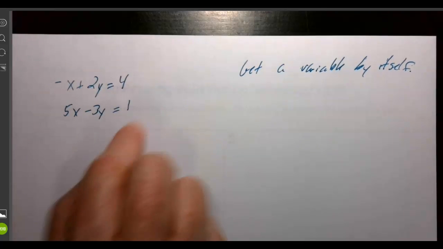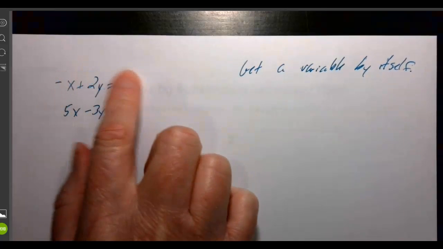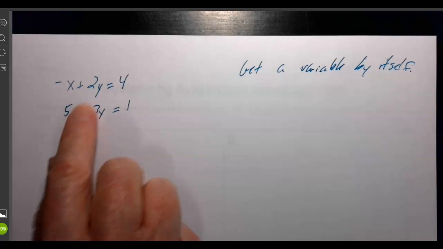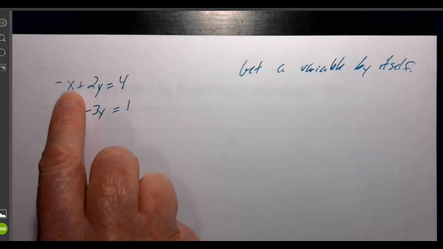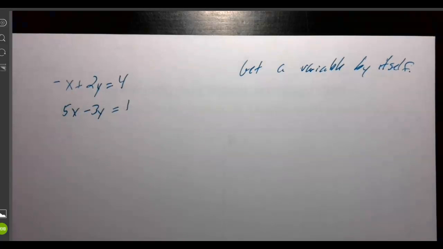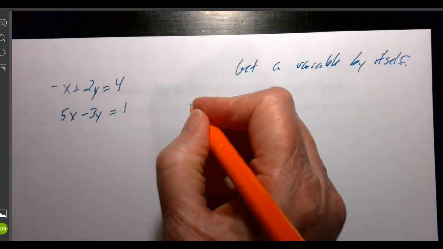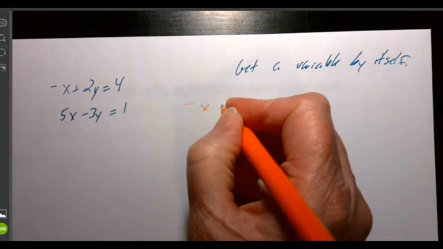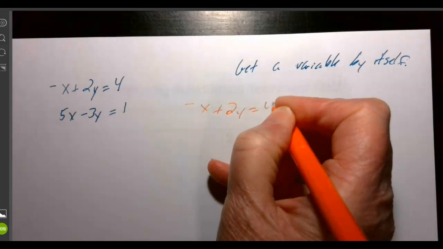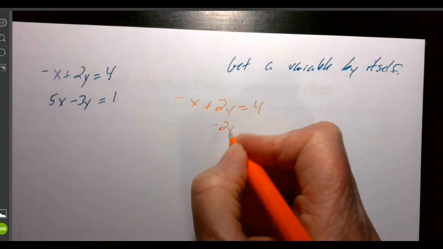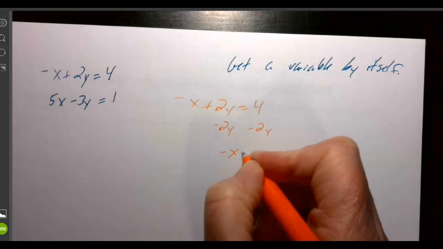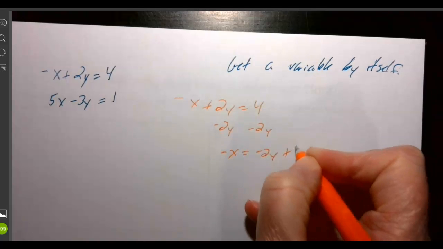So look at all your variables, and you want to look for the variable that has a coefficient of 1. Here's negative 1, 2, 5, and 3. So this is going to be our easiest one. We're going to take that one and get that x by itself. So I'm just going to rewrite it. Negative x plus 2y is equal to 4. Move the 2y. Negative x is equal to negative 2y plus 4.